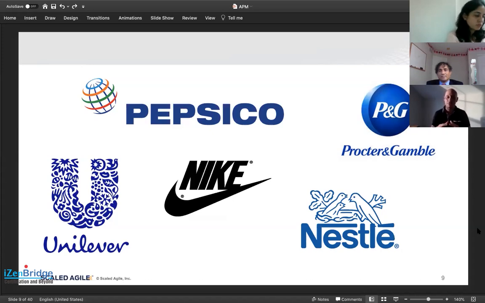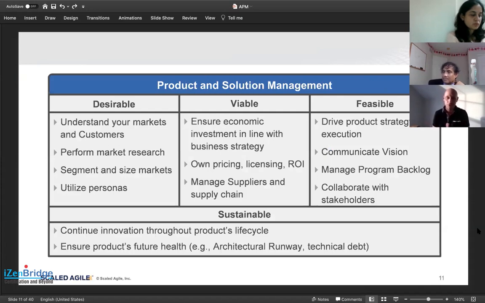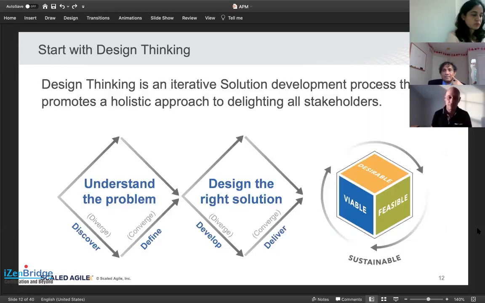It's a very different set of skills, but a very important one to start growing. So how do we get better at product management? First we have to understand, what is it that we're building? What is the product or solution that we intend to take to market? And then, as we were mentioning earlier, what are the things that make our products desirable, feasible, viable, and also sustainable? And what these thinking points drive back to is the design thinking process.